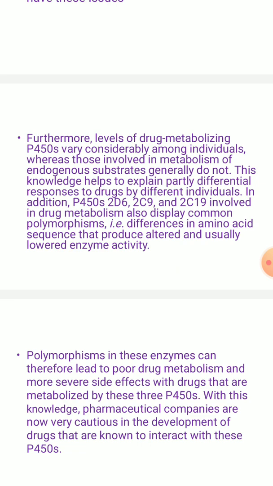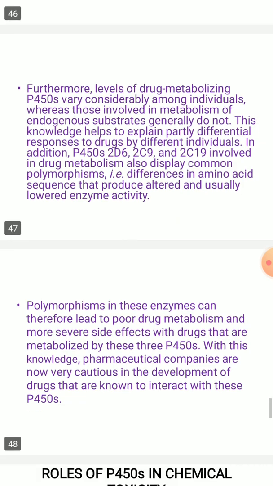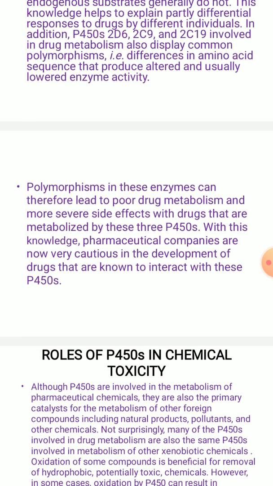In addition, P450 2D6, 2C9 and 2C19, involved in drug metabolism, also display common polymorphisms, or differences in the amino acid sequence, which produce altered and usually lowered enzyme activity. These polymorphisms in these enzymes can therefore lead to poor drug metabolism, and further lead to severe side effects with the drugs which are metabolized by these three P450s.